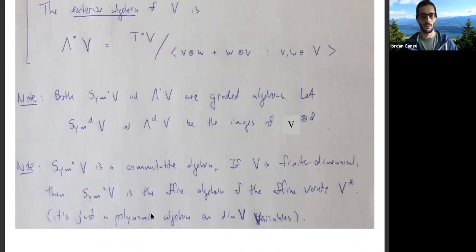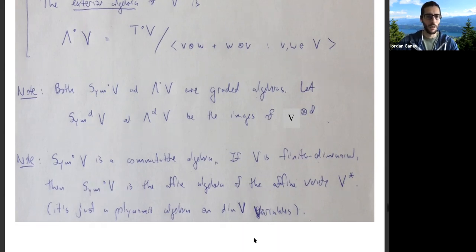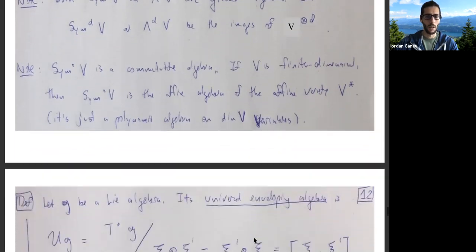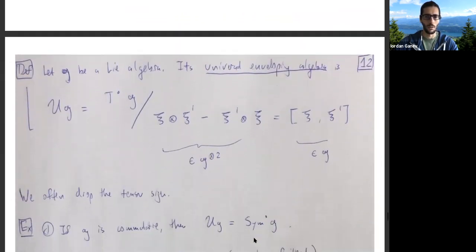Because you think of elements in V as functions on V star. And so the symmetric algebra of V will actually be the affine algebra of V star, of the dual space. More concretely, it's just a polynomial algebra. So the tensor algebra is the free non-commutative algebra on some elements, and the symmetric algebra is the free commutative algebra on some elements. In other words, the polynomial algebra on some elements. Okay, so that's just some things we needed to point out.